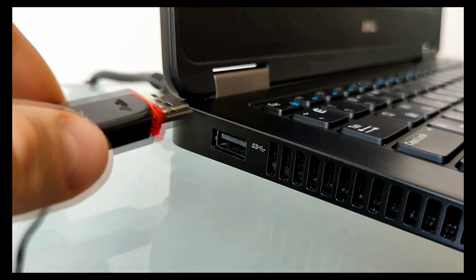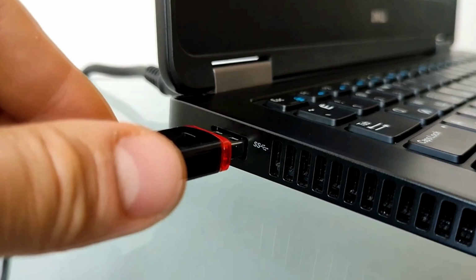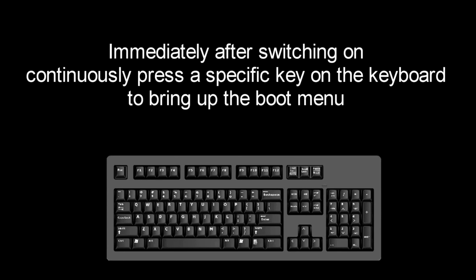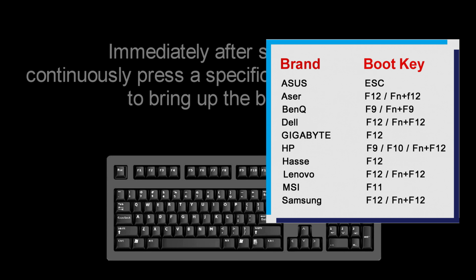Connect the Windows USB drive to the computer and reboot it. Immediately after the reboot begins, press a certain key on the keyboard to open the boot menu. I pressed the F12 key.